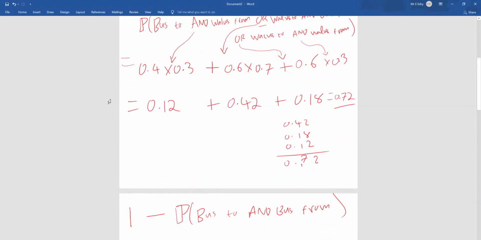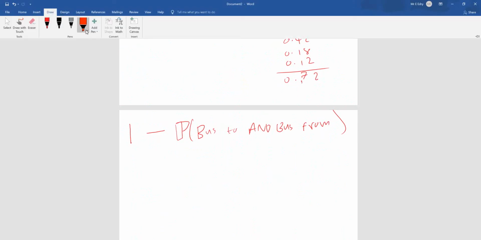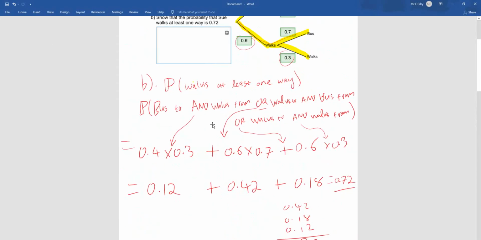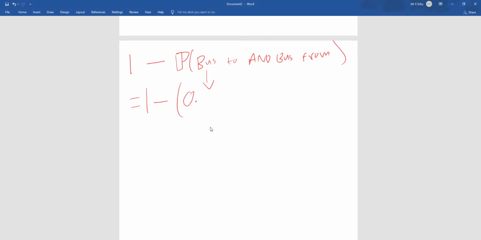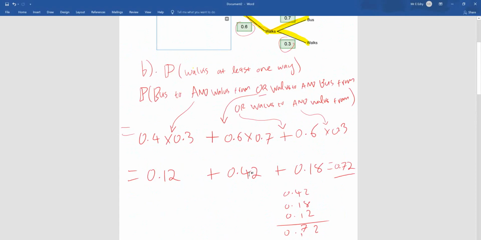And this is a much easier method, really, because the probability that she takes the bus to and from the shops is going to be, let me just do 1 minus and then the probability we want. So the probability that takes the bus to and from, well, the probability that she takes the bus to the shops is 0.4. Then I've got that and means times. The probability that she takes the bus from the shops is 0.7. So I've got 1 minus 0.4 times 0.7. 0.4 times 0.7 is 0.28. 1 minus 0.28, 0.72. It's much easier. It's one line as opposed to several lines.